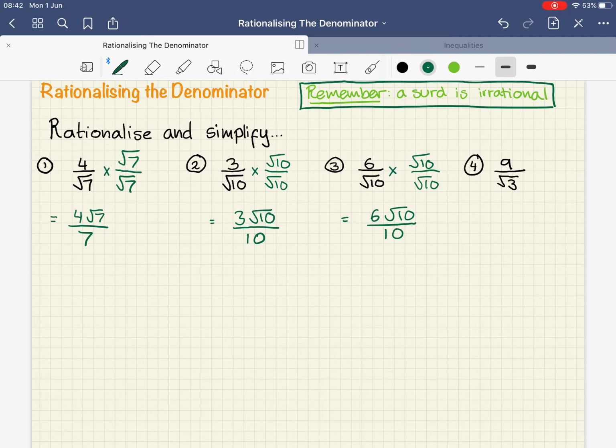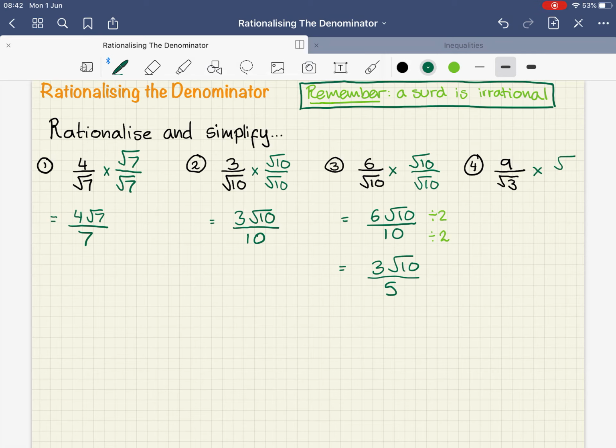But if we look, because 6 and 10 are even, we can simplify them, so I'm going to divide them both by 2. And so I'm now going to have 3 root 10 over 5. And make sure when you do this simplification, you don't divide this number here. This is not relevant to it. I only worry about the numbers that are outside when it comes to this sort of simplification. Later on, I will be doing examples where we have to simplify the surd as well, but we're not going to worry about that today.